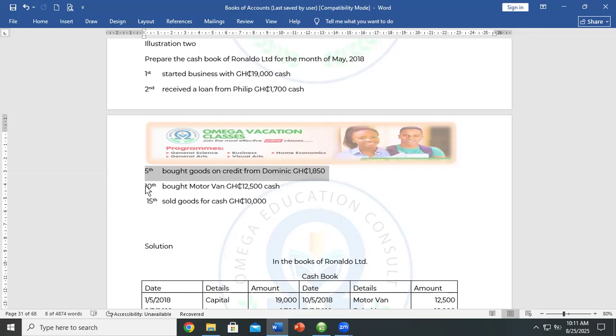Then we have bought motor van, 12,000 cash. Professor, this is a payment, right? Because the business is going to make payments to buy the motor van. And then you have the last one, sold goods for cash. You are selling goods and you are receiving cash. So that's a receipt. So let's then go ahead to record it, right?